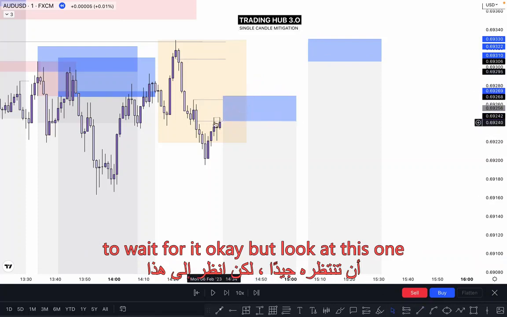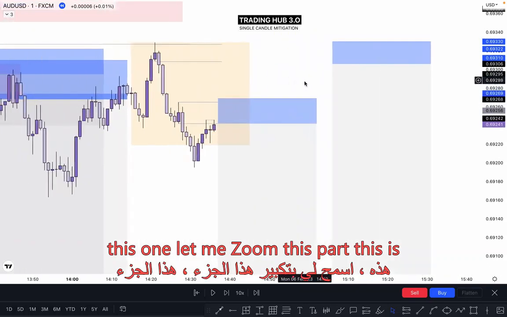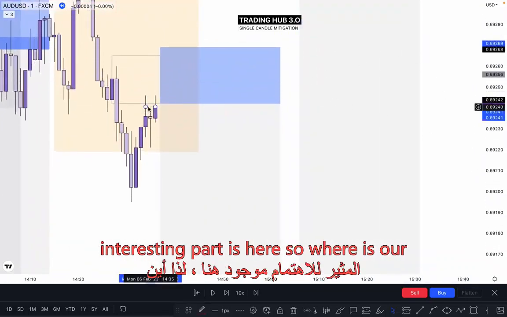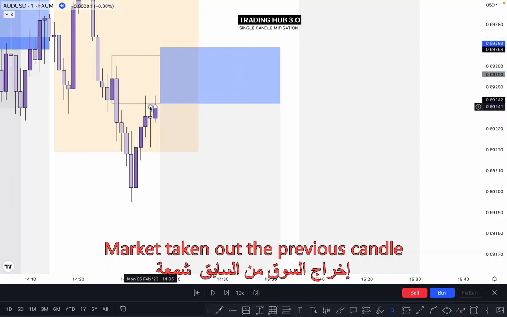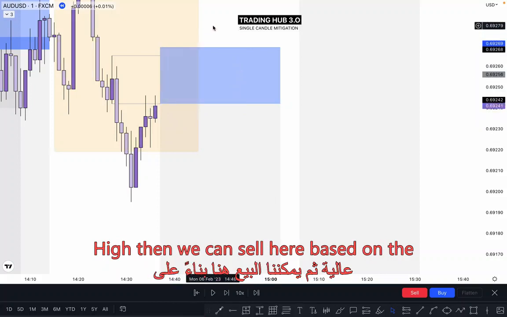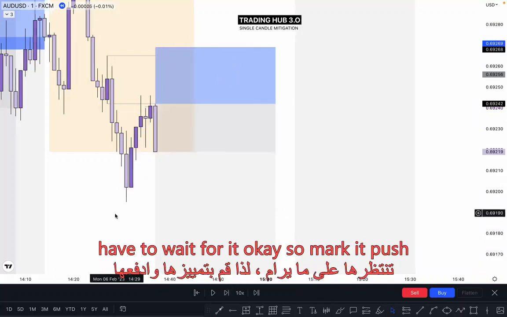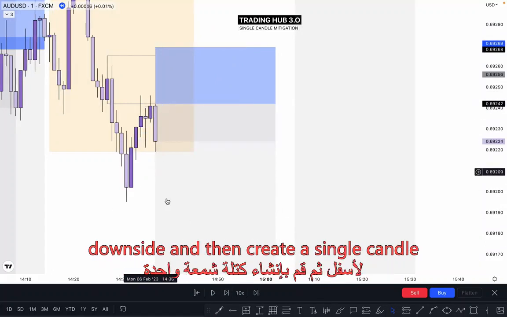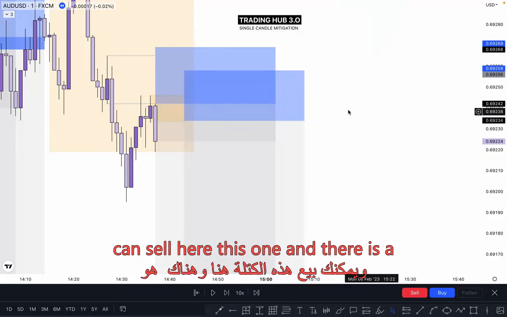But look at this one. What happened here? This candle was broken by this one. Let me zoom in on this part. This is the interesting part. So where is our previous candle? This one, right? Once the market takes out the previous candle high, we can sell here based on the single candle order block. So you have to wait for it. The market pushes downside and then creates a single candle order block at this point, and you can sell here. And where is your stop loss?